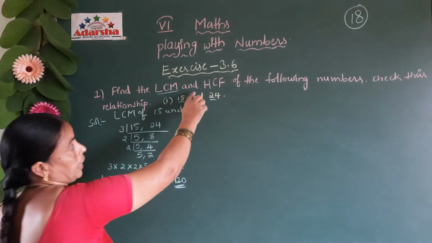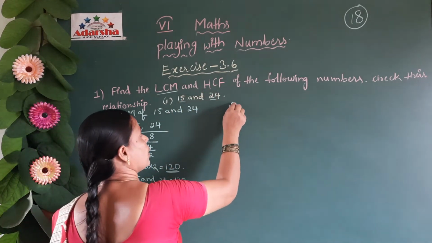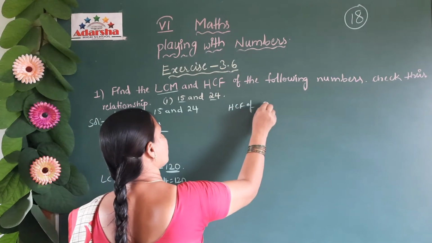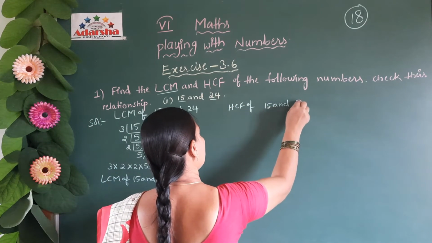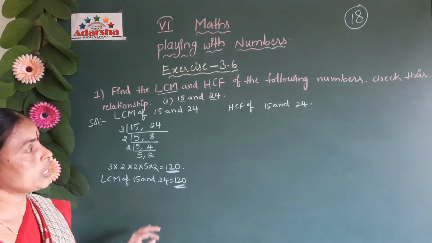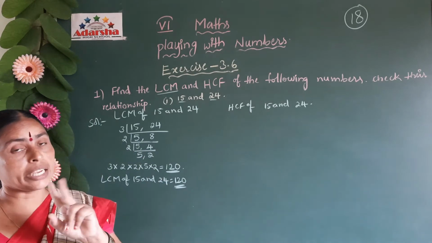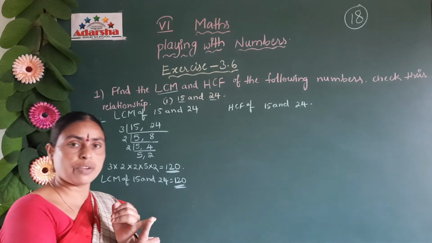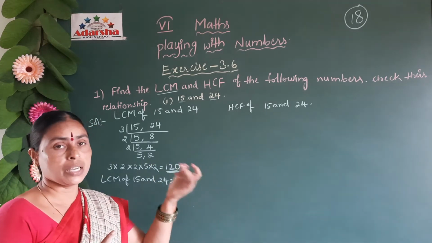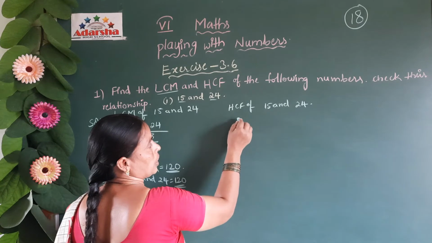Next, what do we have to find? The HCF of 15 and 24. For finding the HCF of the given two or three numbers, again we have two methods: the prime factorization method and the continued division method. We follow the continued division method.